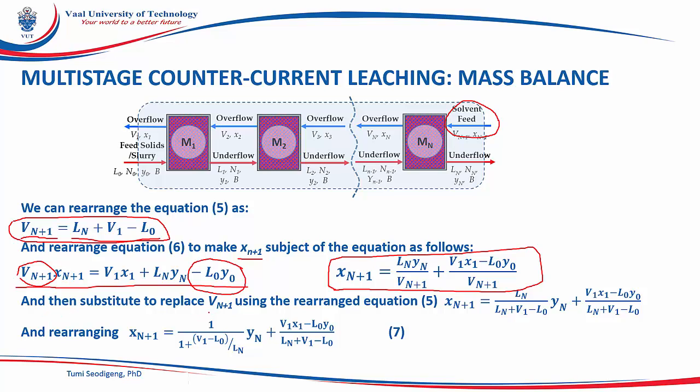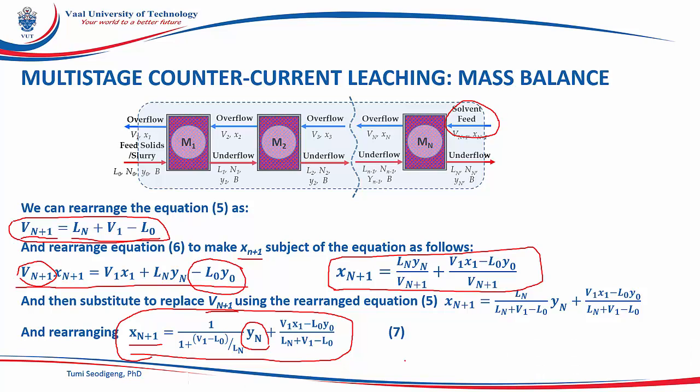Furthermore, we can now substitute the total solvent solution feed, Vn+1, as we have expressed in equation 5, into this equation. Now we have this equation only in terms of the underflow streams and the product output streams. So now what we have is the equation that expresses the composition of the solute in the solvent feed as a function of the composition of the solute in the liquid underflow Ln phase.